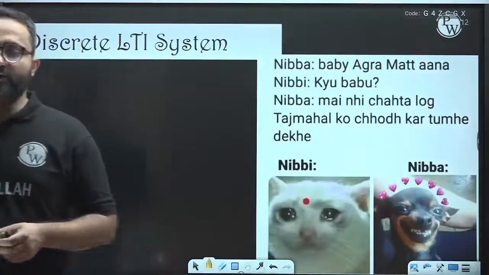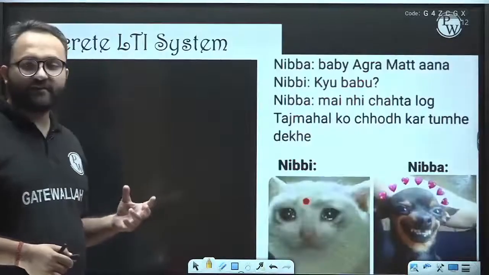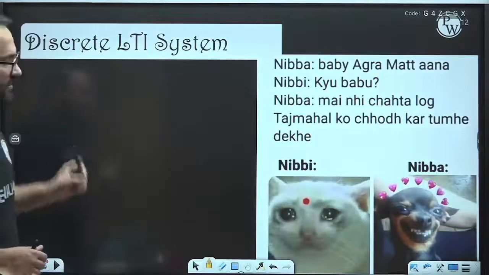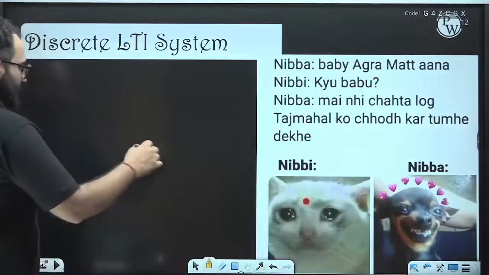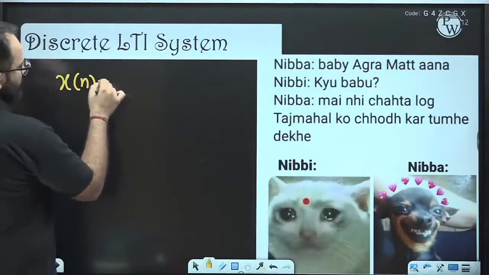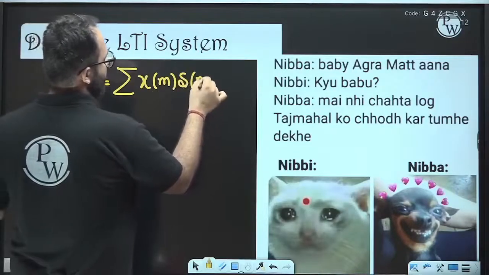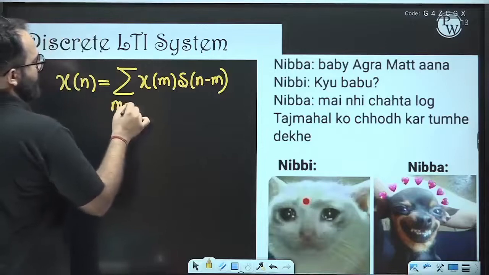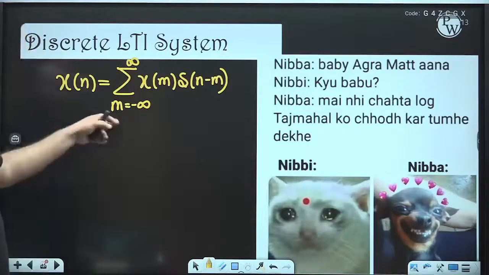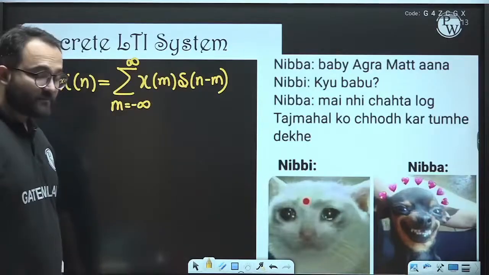Now let's move on to the discrete LTI systems. Exactly the same analysis that we have done earlier for the continuous time LTI systems, we will be doing here. What is the analysis? First of all, we know that we can write any signal x[n] in terms of delta. This is the way we can easily write: x[n] equals the sum from minus infinity to infinity of x[m] delta[n minus m]. We have seen this expression in the starting of the class.